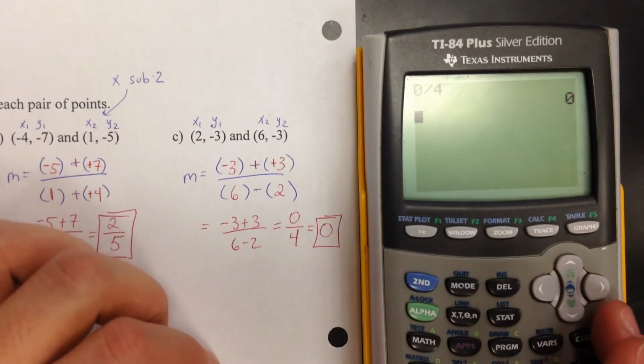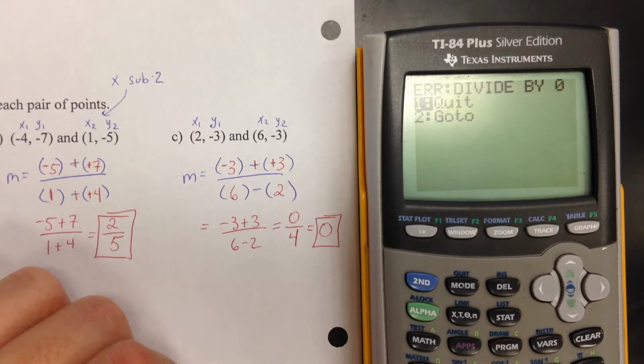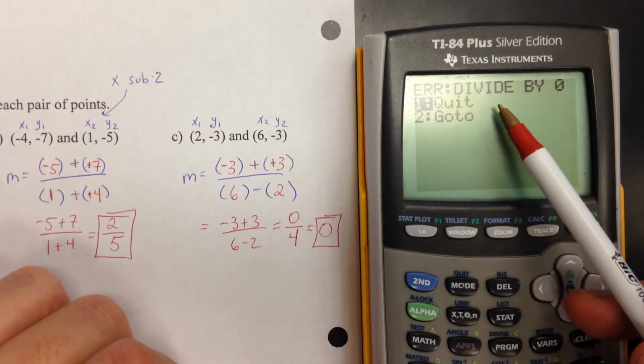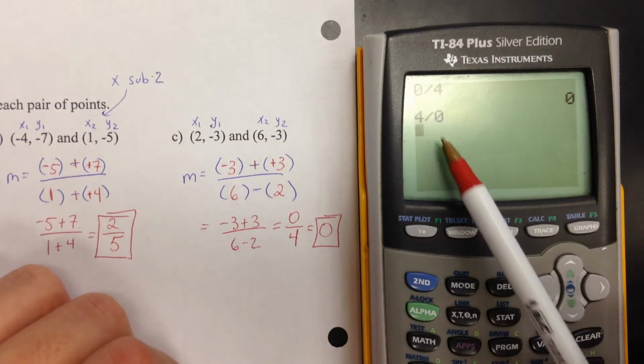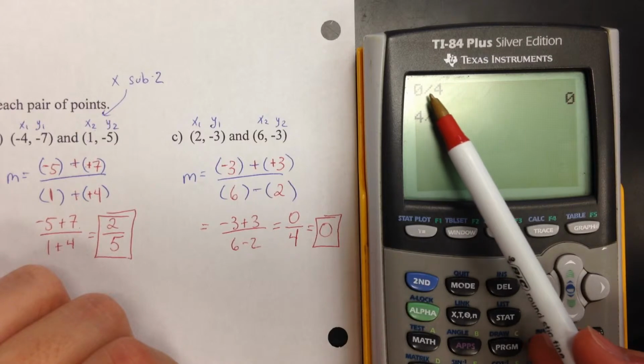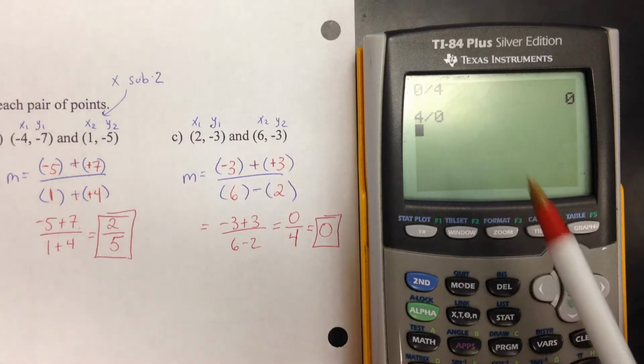What if the 0 had been on the bottom? What if I had done 4 divided by 0? Would that be different? And the answer is yes. It would give you an error, which means it's undefined. But notice the difference between 0 divided by 4, that you can do, but 4 divided by 0 is impossible.